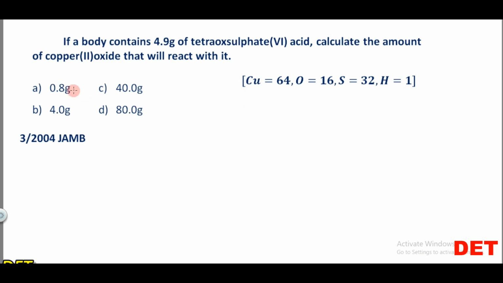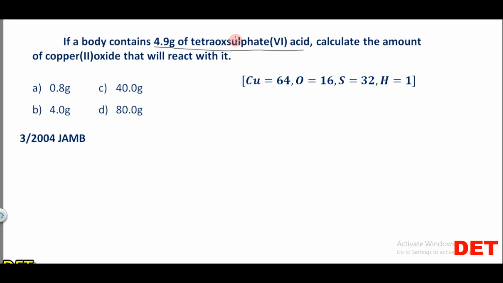So we are given these options. Again, the question is, a body contains 4.9 grams of tetraoxosulphate(VI) acid. Calculate the amount of copper(II) oxide that will react with it. So the first thing I would want to do here is to write a balanced equation for this reaction.